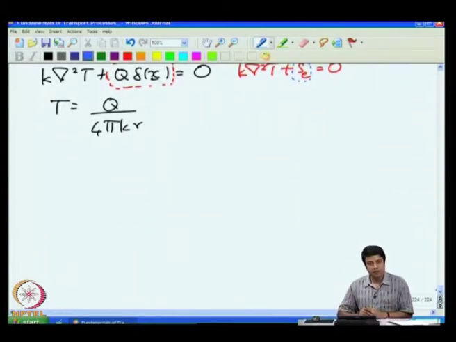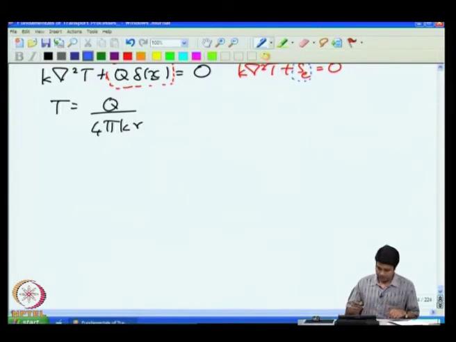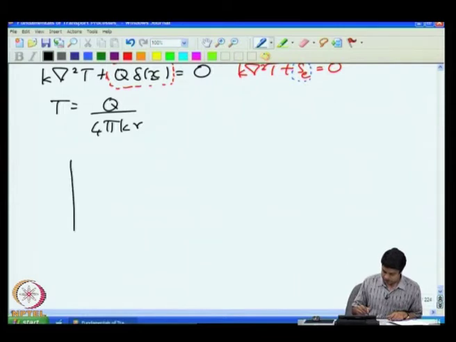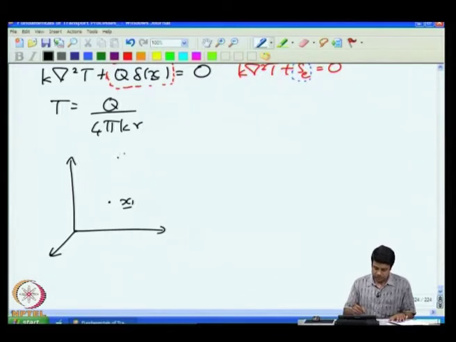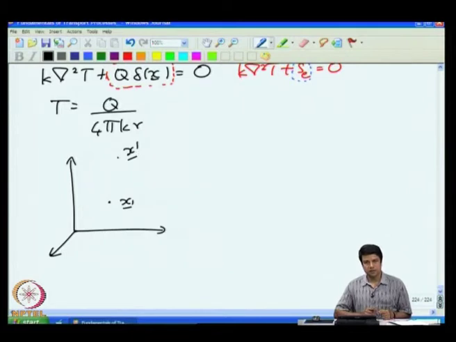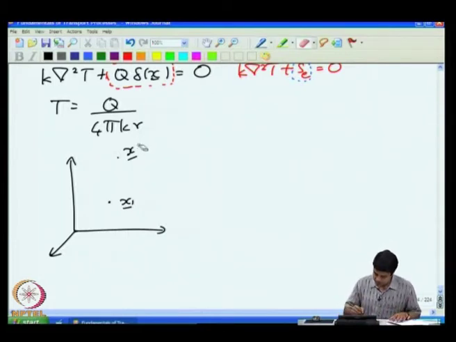This definition can be extended quite easily if I have two sources. Let us say I have a source that is not located at the origin, but at some position x 1. I am observing it from some position x, where I am measuring temperature. There is a source of strength q 1 at x 1.